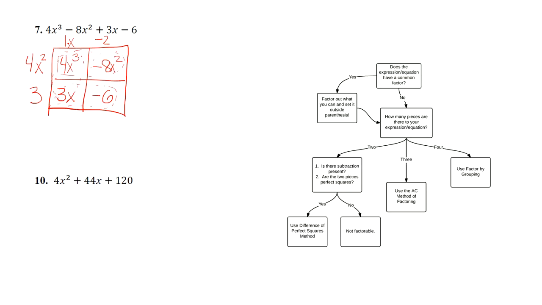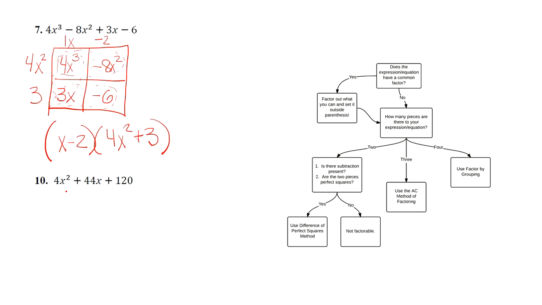Let's check my multiplication. 1x times 4x squared, that is 4x cubed. 4x squared times negative 2 is negative 8x squared. 1x times 3 is 3x, and 3 times negative 2 is negative 6. So my answer, x minus 2, 4x squared plus 3. Just like that.